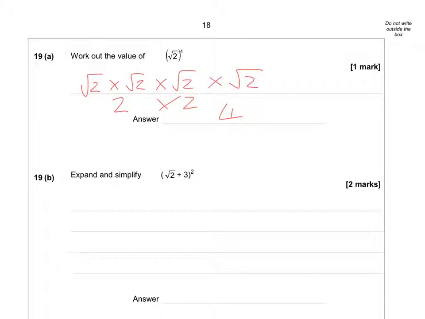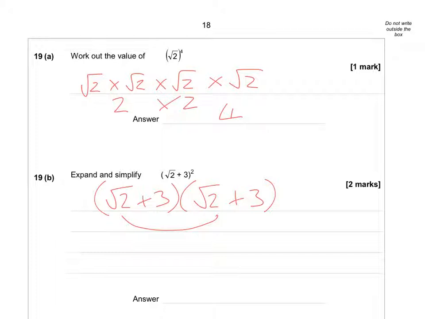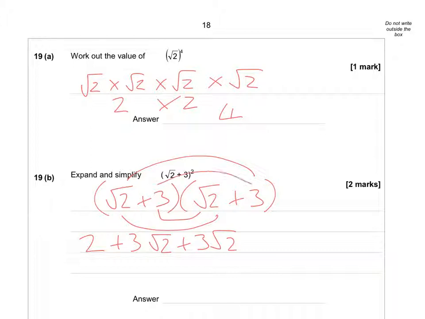19b is expecting me to expand and simplify. So I've got root 2 plus 3, and that is being multiplied by root 2 plus 3. So root 2 times root 2 is 2. Root 2 times 3 is plus 3 root 2. 3 times root 2 here is another plus 3 root 2. And then I've finally got 3 times 3 to give me plus 9. So I can simplify this by saying 2 plus 9 is 11, and 3 root 2 plus 3 root 2 is 6 root 2.